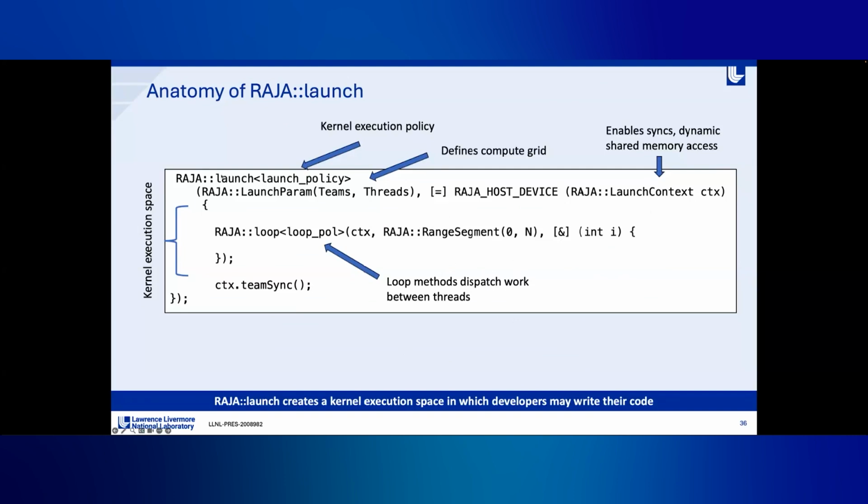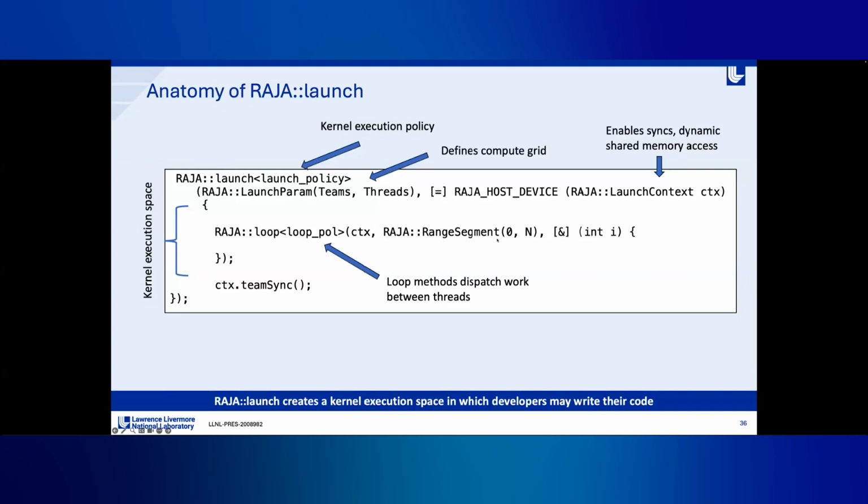So Raja launch needs a launch policy. That launch policy is going to be backend specific. It's going to take launch parameters as its first arguments, which define the number of teams and the number of threads. If you're familiar with the triple chevron notation in CUDA, those first two arguments you pass inside the triple chevron are going to be passed to the Raja launch param argument, which is the first argument of Raja launch.